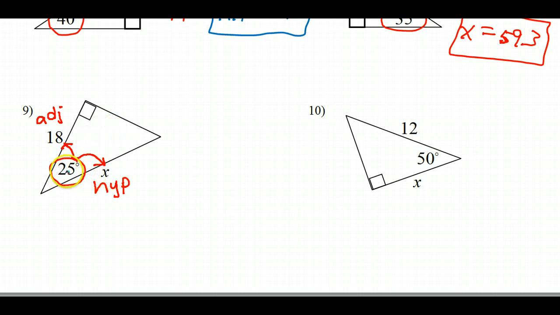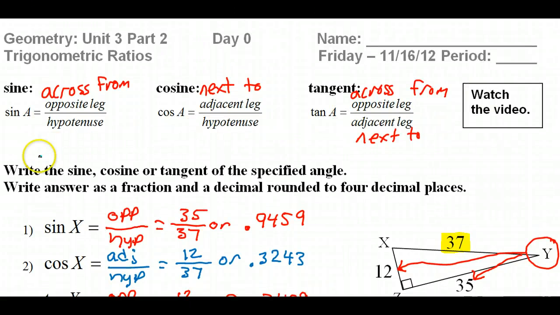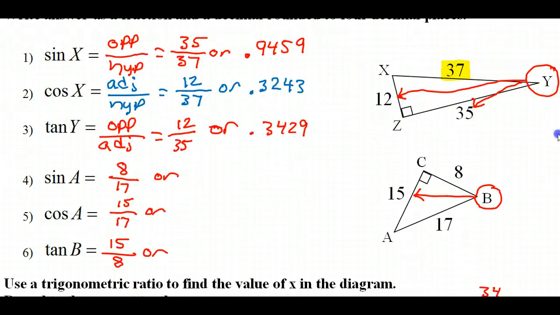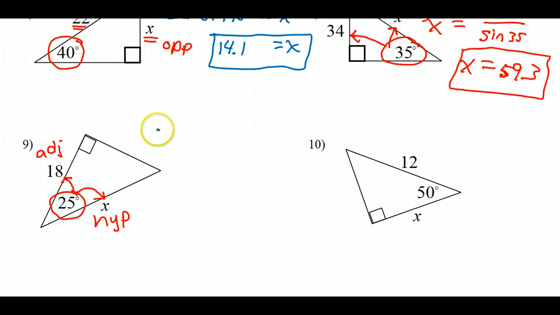So you have to ask yourself, which function involves adjacent and hypotenuse? If you look at the formulas that we have, opposite over hypotenuse, adjacent over hypotenuse: cosine. So that tells us we're going to use cosine on problem number 9. Cosine of 25 is equal to the adjacent leg over the hypotenuse, so that's 18 over x.